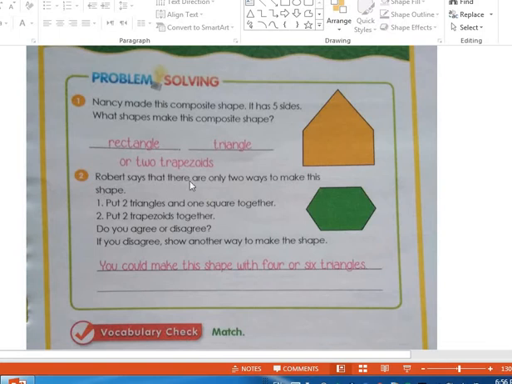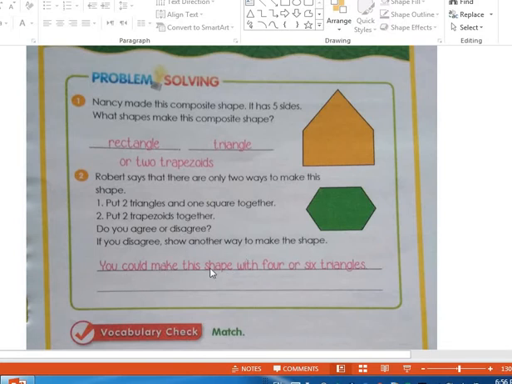Robert says that there are 2 ways to make this shape. Put 2 triangles and 1 square together: 2 triangles from this point to this point, and 1 square. Or put 2 trapezoids together, if I cut it. Do you agree or not? If you disagree, show another way to make the shape.